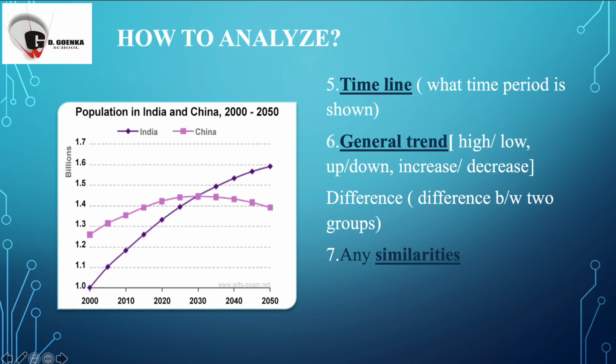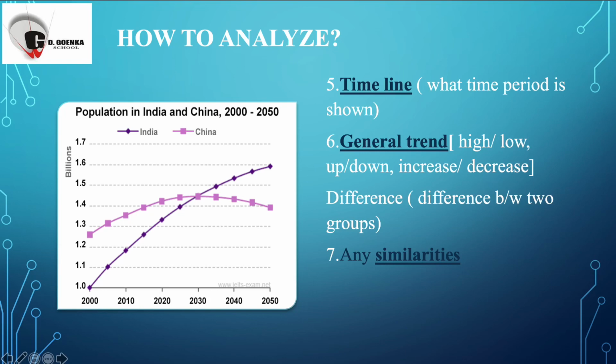Next is the general trend in the graph. Do you see it increasing or do you see it decreasing? So you need to notice general trends. Well, according to this line graph, we can easily see that the population in India will increase more quickly than in China. And by 2030, both countries will have the same population of about 1.45 billion.